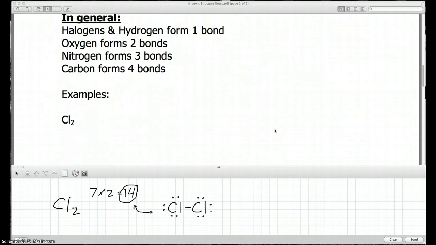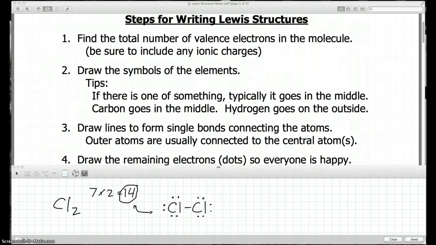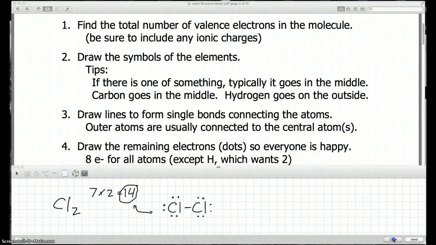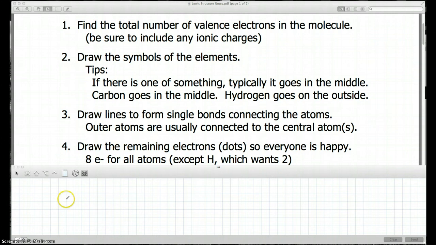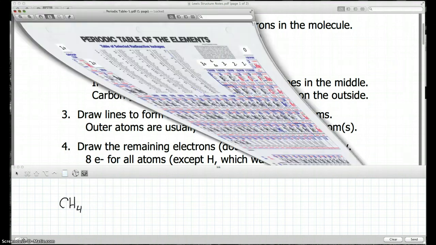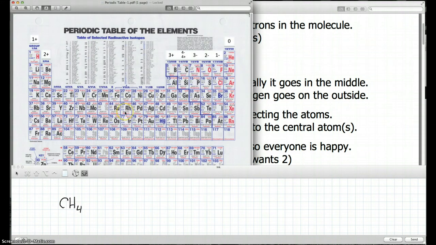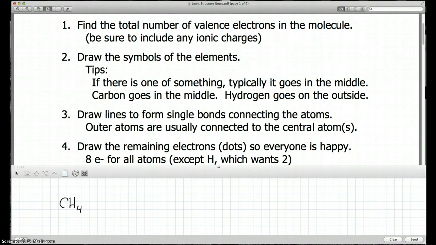So let's do another example. Next one is CH4. Again, we're going to work through these steps. First step is to find total valence electrons. Carbon, if we look at the periodic table, is 1, 2, skip a few, 3, 4. So carbon gets 4 dots. Hydrogen is in the first column, so it gets just 1 dot.